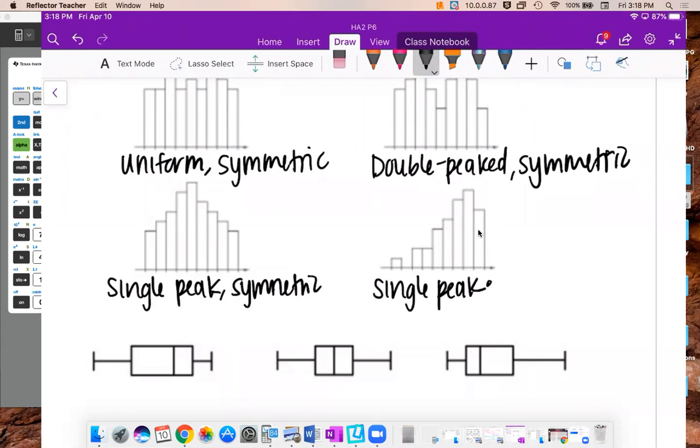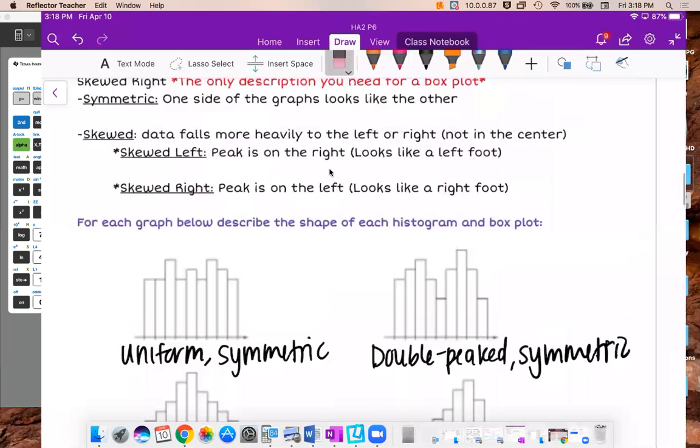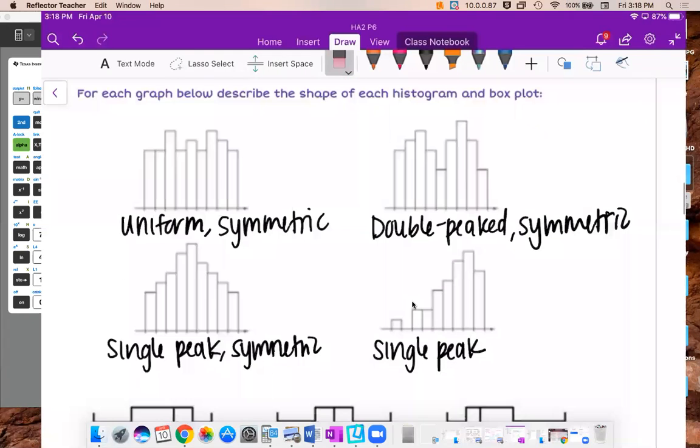So now let's go back up to our skewing. So you can see that most of your data is on the right side up here. So if I go back up here, the peak is on the right side, means that it is skewed left, meaning all of this data is being pulled to the left side. So this is a single peak, and it is also skewed left.